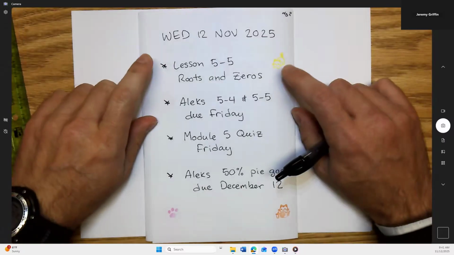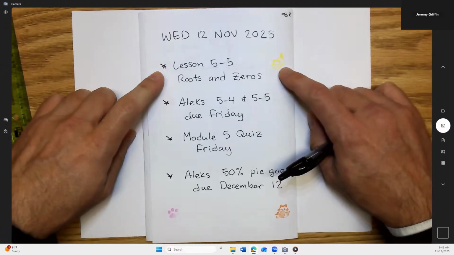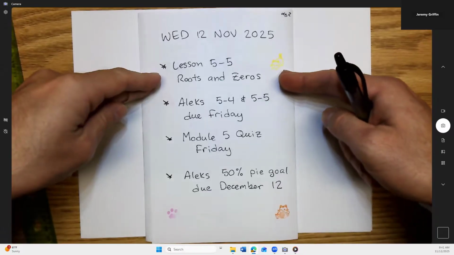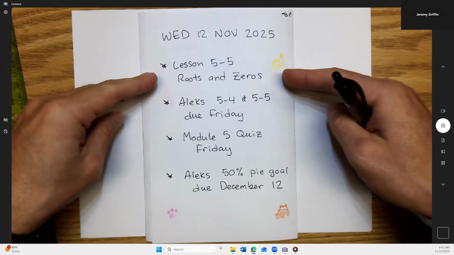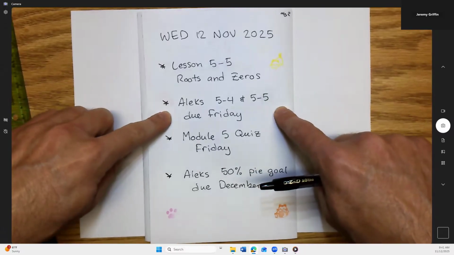So we're on the last lesson of Module 5, Lesson 5, Roots and Zeros. You guys know we're talking about x-intercepts here. They give you a few more tips on how to find x-intercepts, and once you do, how you can string a basic graph together. So we'll go over that with you guys.